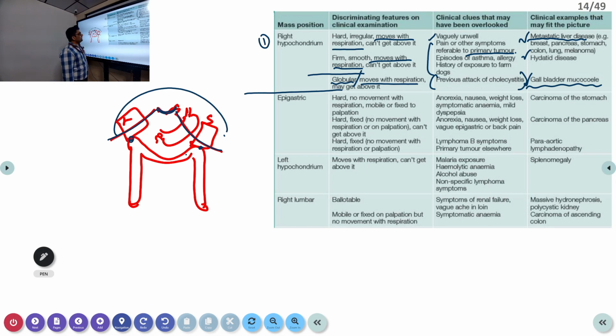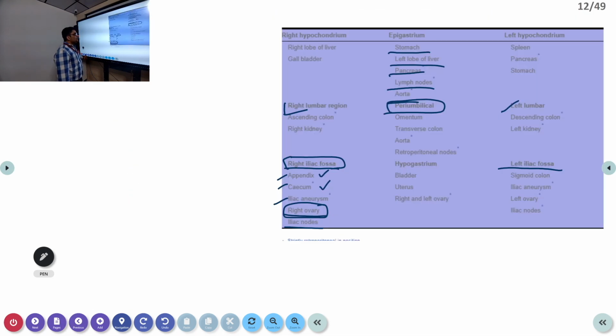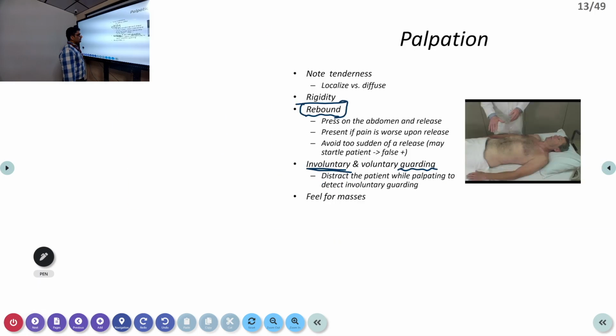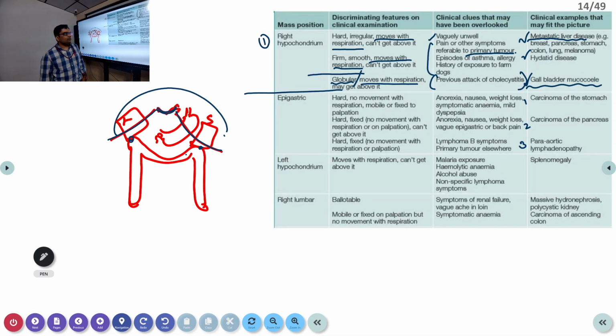Next, we'll come to the epigastrium. Epigastrium, what are some of the masses which you see? The carcinoma of the stomach, one, pancreas, okay, and the pre-aortic and the para-aortic lymph nodes. Okay, so those are the structures which we saw anyway, isn't it? So those are the structures which we saw there. So we will see carcinoma of stomach.